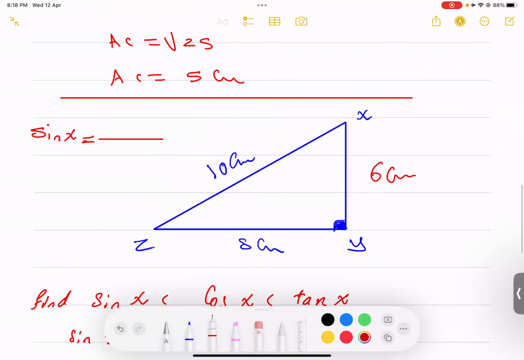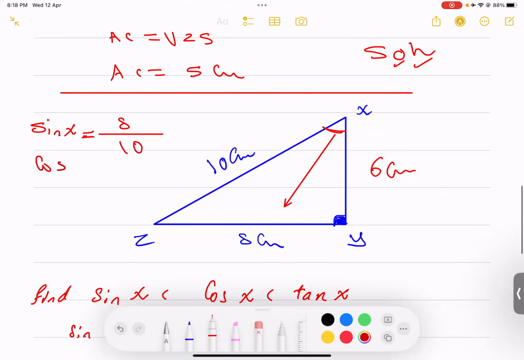So it's gonna be opposite divided by adjacent side. No, remember, opposite over hypotenuse. Okay. So the opposite, it's gonna be 8, right? Over hypotenuse, 10 centimeter. Yeah, exactly.